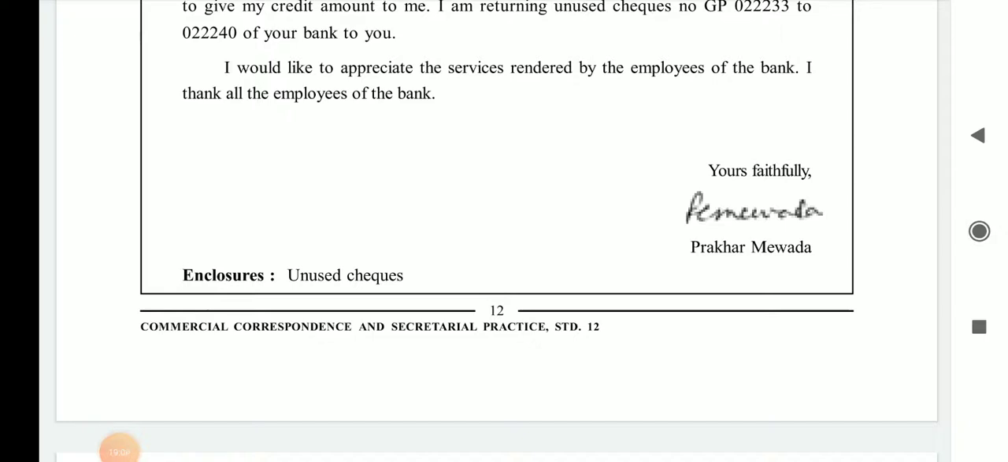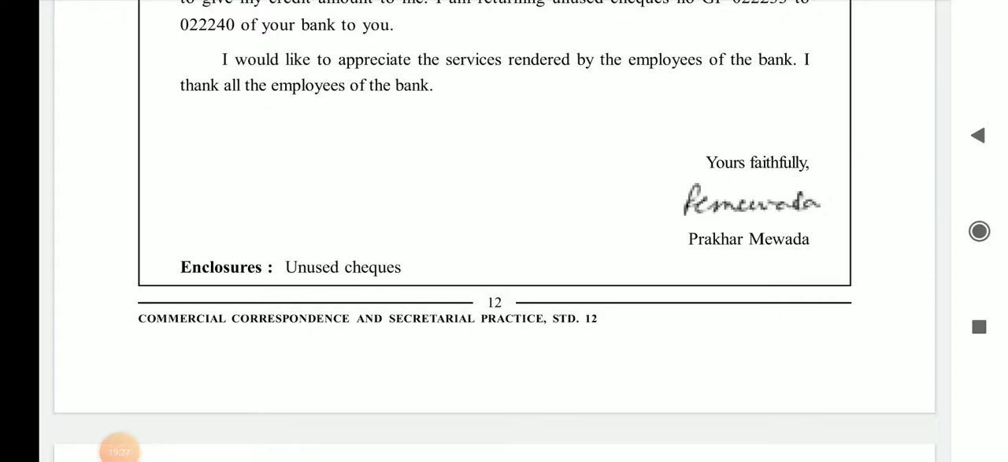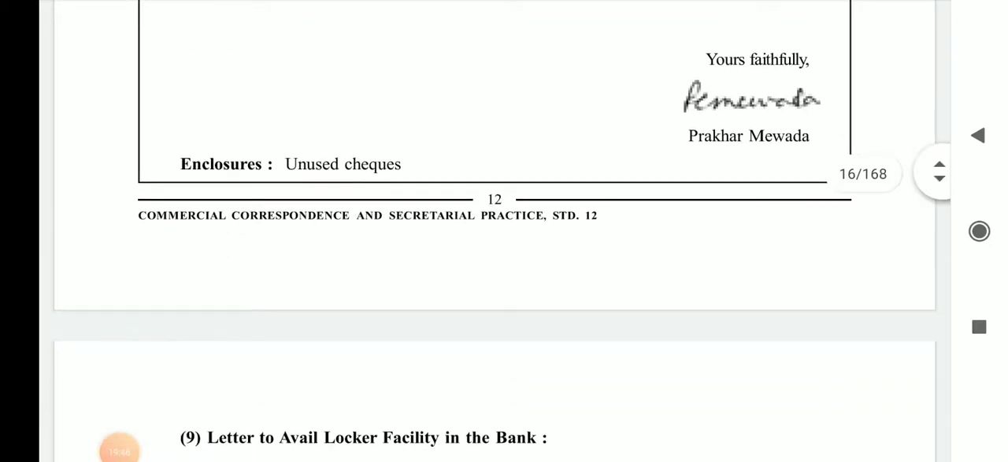I would like to appreciate the services rendered by the employees of the bank. That means if any person, any employee or all employees gave very good feedback and provided appreciable services to this person, I thank all the employees of the bank. That means this person wants to thank all the employees, all the staff. Yours faithfully, name is Prakhar Mewada, and in the enclosure you have to write unused cheques. That is, 7 cheques that are unused.